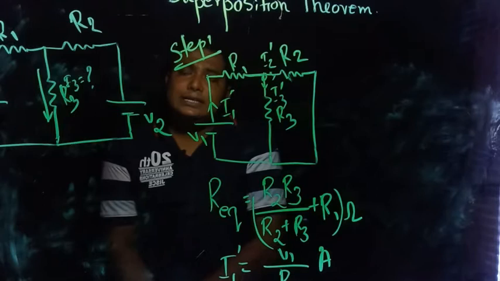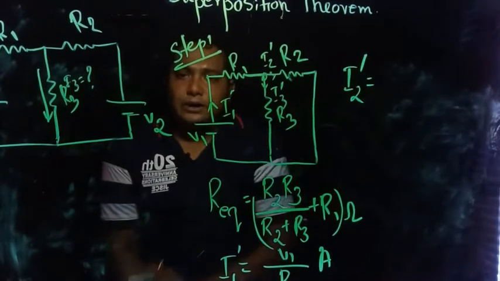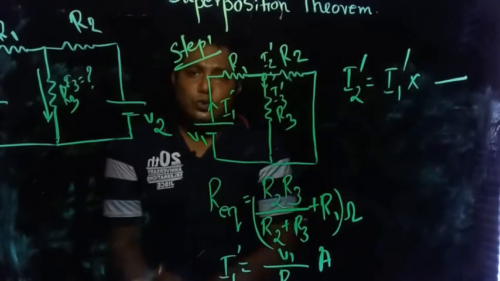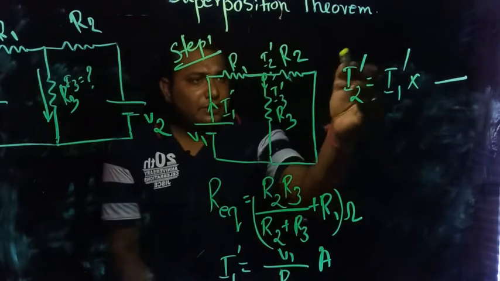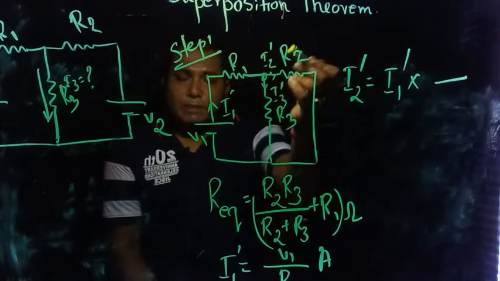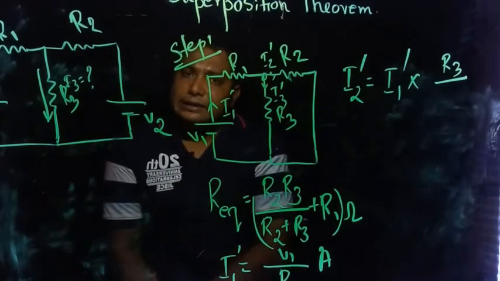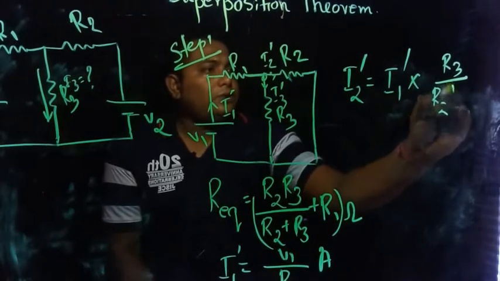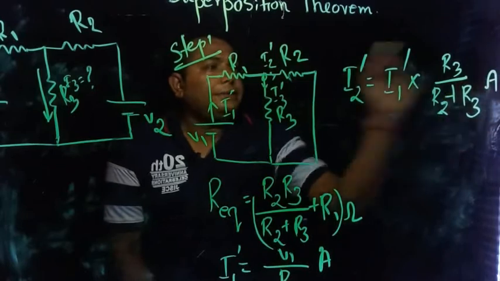So what is the current division rule? We know that I2 bar is equal to the total incoming current, that is I1 bar, into the opposite branch resistance. We are finding the I2 bar flowing through R2, and parallel to R2 is R3. So you write R3 divided by the summation of those two parallel resistances, that is R2 plus R3. This is in ampere, correct?